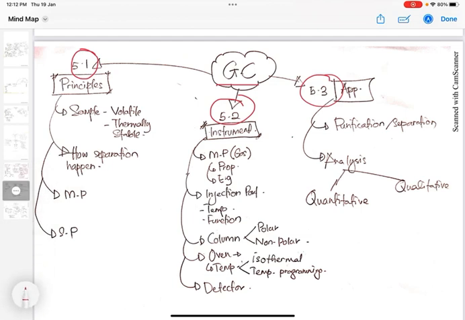So the first thing that we will look at is the characteristic of sample or properties of sample that can be analyzed using gas chromatography. Okay, and the second one is how separation is achieved in gas chromatography. The third one is the mobile phase and also the stationary phase. For subtopic 2, tak apa, kita tengok dulu subtopic 1. Okay.